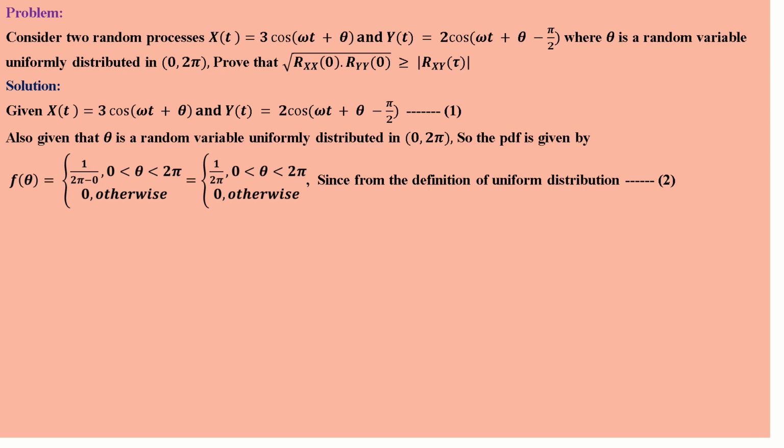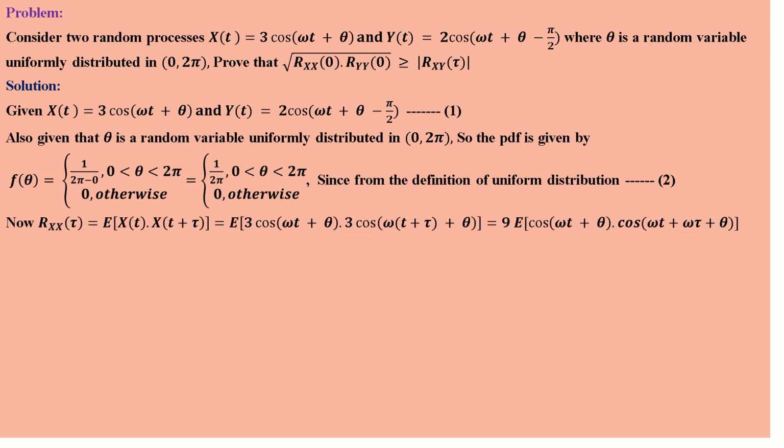We know for the uniform distribution, if θ lies between a and b, that is lower limit a and upper limit b, then the PDF of the uniform distribution f of θ is equal to 1 by (b − a), where θ lies between a and b, 0 otherwise. Here we are taking a as 0 and b as 2π. We are using that same formula. This is equation number 2.